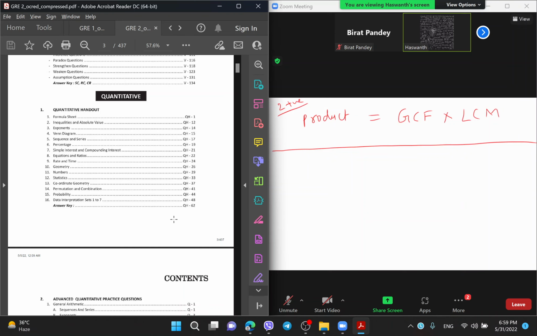And for any two consecutive integers, the highest common factor is 1. Take any two consecutive integers and observe: 4 and 5, highest common factor 1, or 6, 7, or 21, 22, or minus 4, minus 5, or minus 10, minus 11. For all those consecutive integers, the highest common factor is 1.